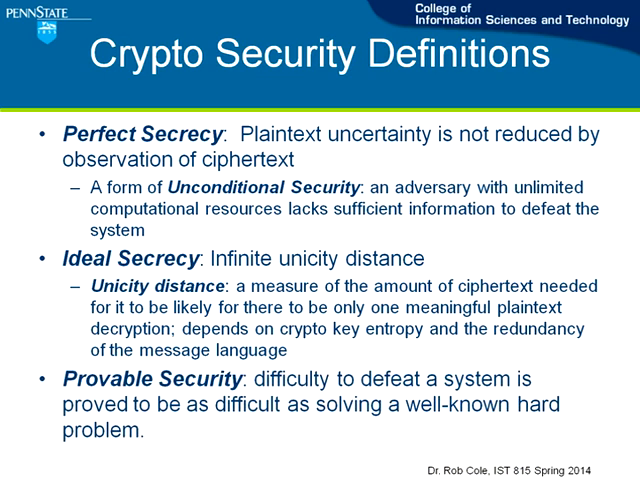Provable security is a property of a crypto system when the difficulty of defeating it can be shown to be as difficult as solving some well-known hard problem, such as integer factorization.